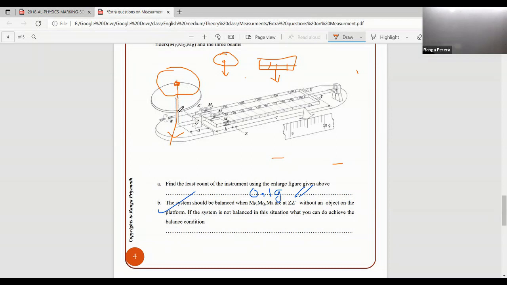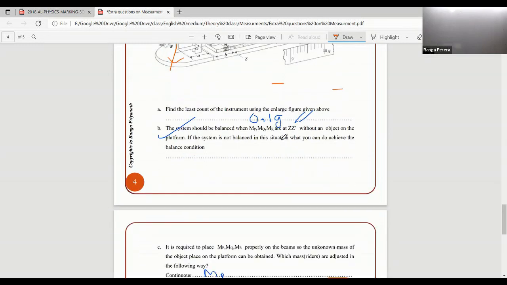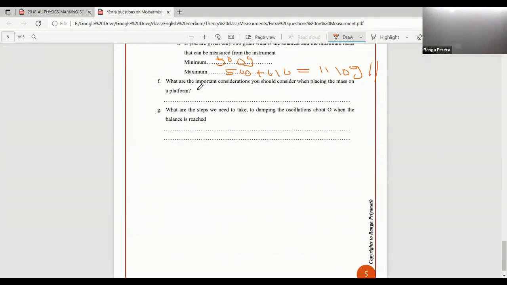This you will understand at a later stage, so don't worry. But anyway, just write the answer. Center of gravity of the object must be kept on the center of the platform.